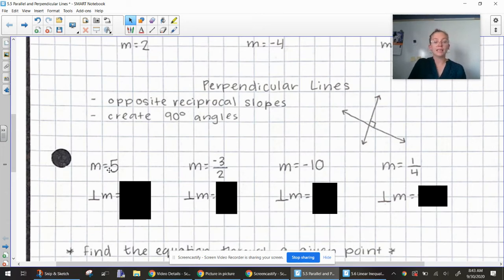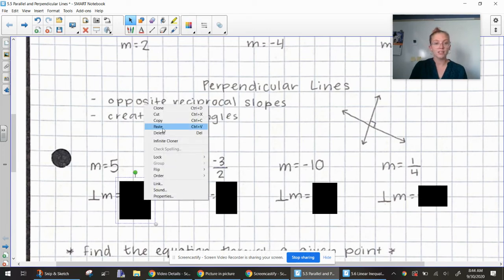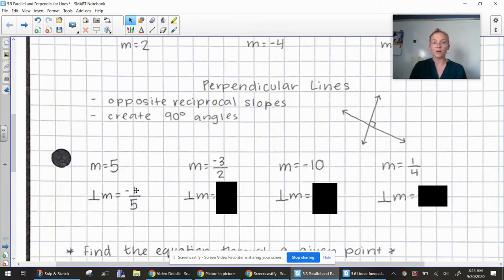So here, m equals 5. My slope is 5. Well, this sign here means perpendicular. So if my slope is 5, my perpendicular slope means I need to find the opposite reciprocal of 5. Well, opposite means I change the sign, so it's going to be negative. Reciprocal means I flip the fraction. 5 is secretly 5/1, so my flipped fraction is -1/5. This is my perpendicular slope. It is the opposite and the reciprocal.